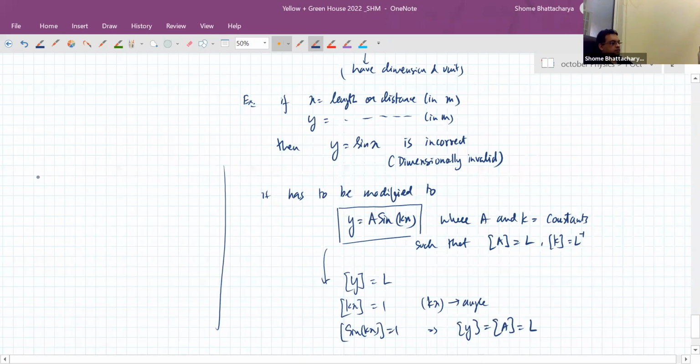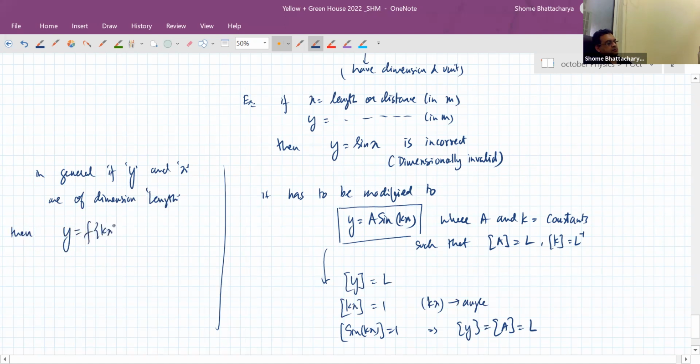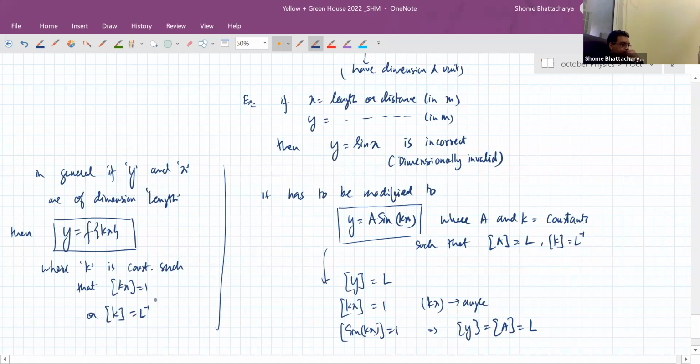So, in general, if y and x are of dimension length, then the function has to be of this type, where k is a constant such that kx is dimensionless, or k has dimension of length inverse. Okay. And a simple example of this function is this one.